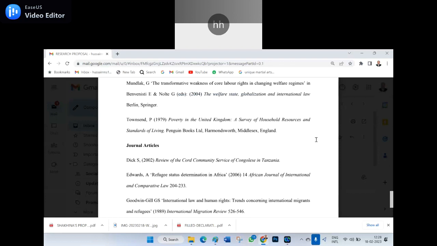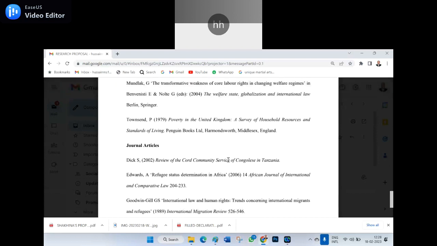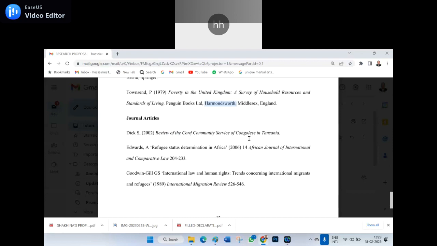Yes, when it is Penguin Books Limited, well and good. Harmondsworth, Middlesex, England. But generally the place of publication should come here, near the name of the publisher. But here I found Penguin Books Limited is the name of the publisher, and Middlesex or England or Harmondsworth. Perhaps we can use the first word, if many places are given, but the broader one we can choose. If Harmondsworth is very famous, then we can use this one. If not, we can use Middlesex, because that is a more familiar name in England.